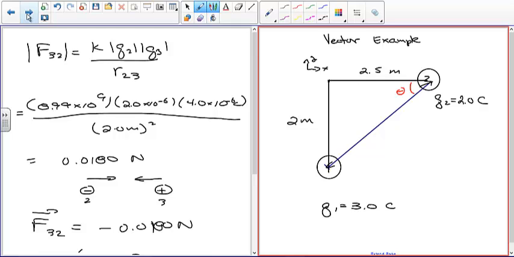So you'd have to use the Pythagorean theorem to find out what the length of this hypotenuse is. And secondly, because they're the same sign, they're going to be repulsive. So the force on this charge is going to be this way, up to the right, and this one's going to be down to the left. They're going to be exactly opposite because forces always come in pairs. That's what Newton's third law says. So let's just deal with two of them to start with.